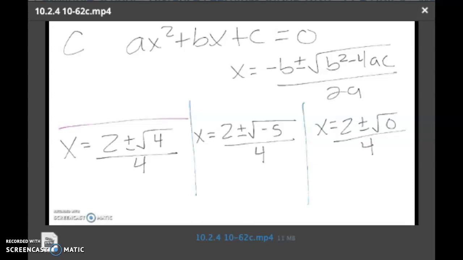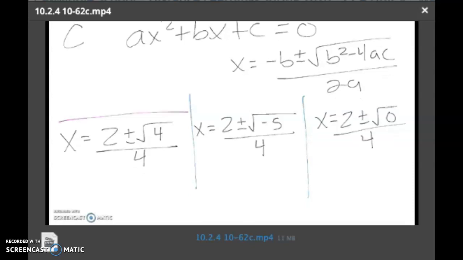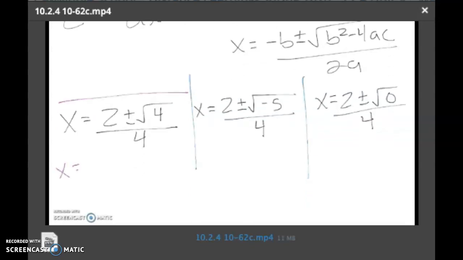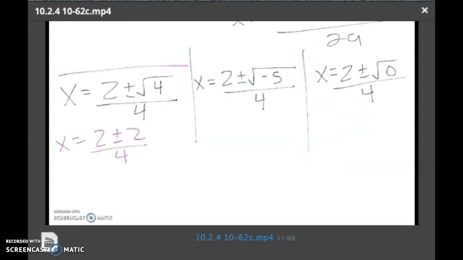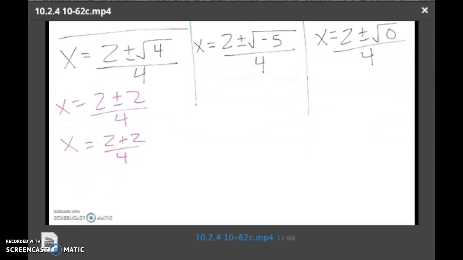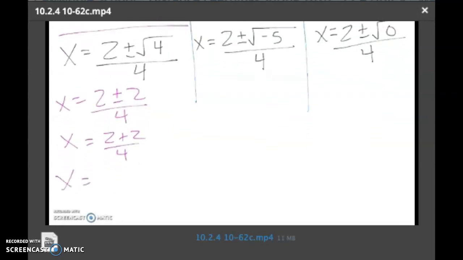Okay, now this I could keep solving because I know the square root of 4. So if I kept solving, that square root of 4 would simplify to a 2. So then I'd have x equals 2 plus 2 over 4, and x equals 2 minus 2 over 4. So if I simplify these down, I get 4 over 4 or 1. And on my other one, I would get 0 over 4, which is just 0.